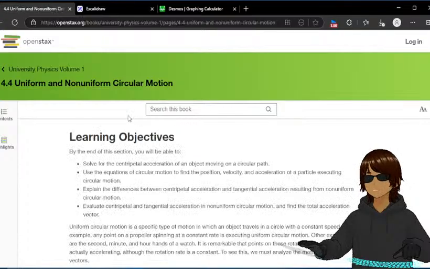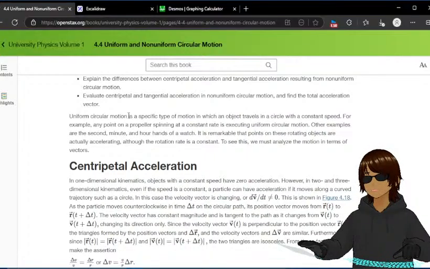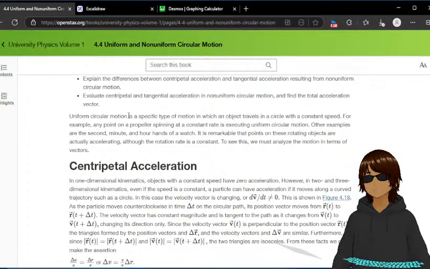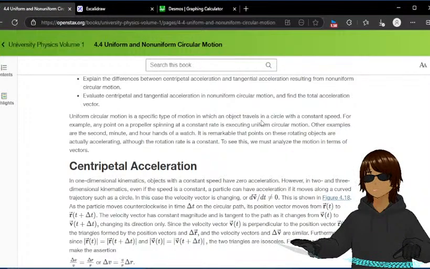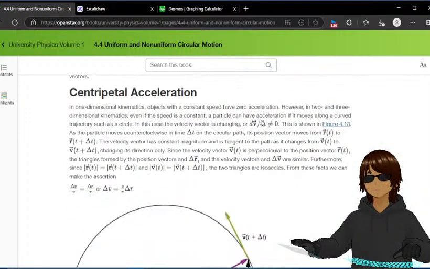Uniform and non-uniform circular motion. Uniform circular motion is a specific type of motion in which an object travels in a circle with a constant speed. For example, any point in a propeller spinning at a constant rate is executing uniform circular motion. In one-dimensional kinematics, objects with constant speed have zero acceleration. However, in two and three-dimensional kinematics, even if the speed is constant, a particle can have acceleration if it moves along a curved trajectory, such as a circle. In this case, the velocity vector is changing.